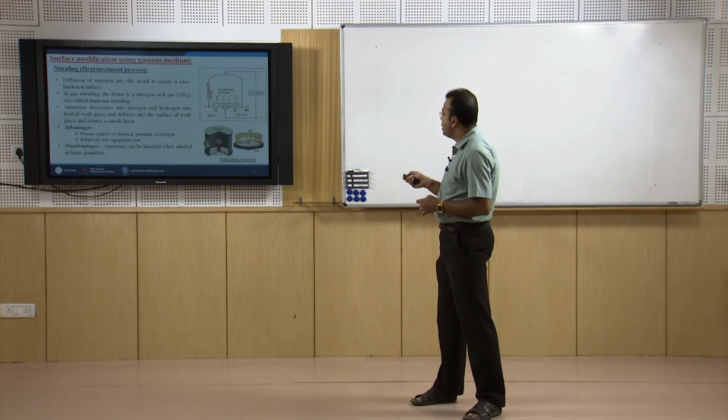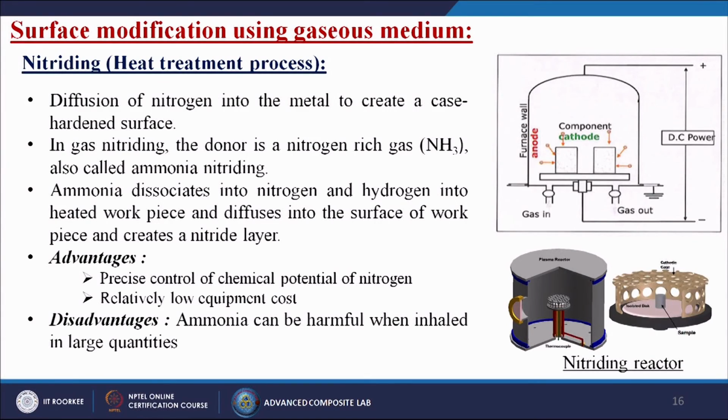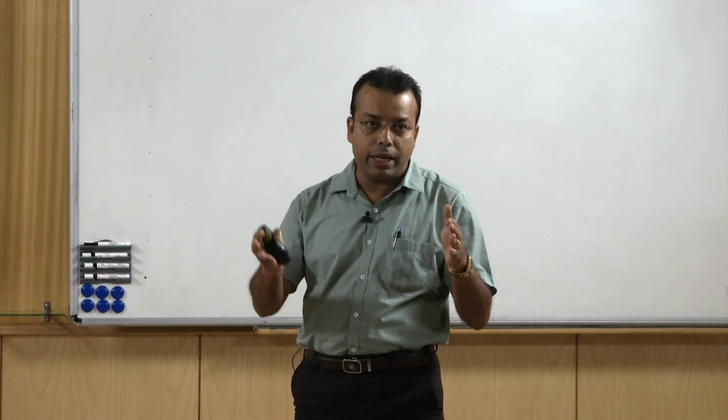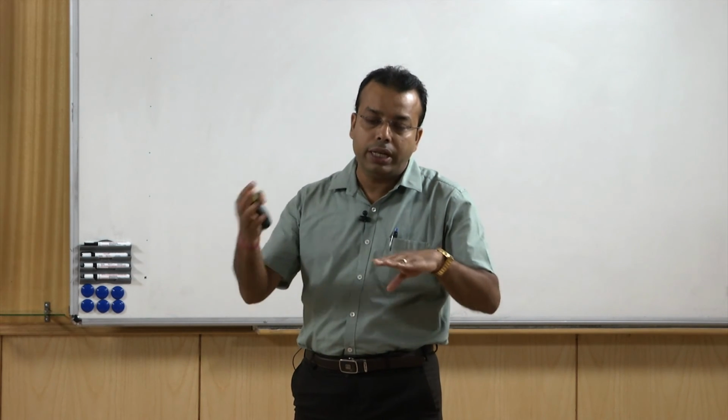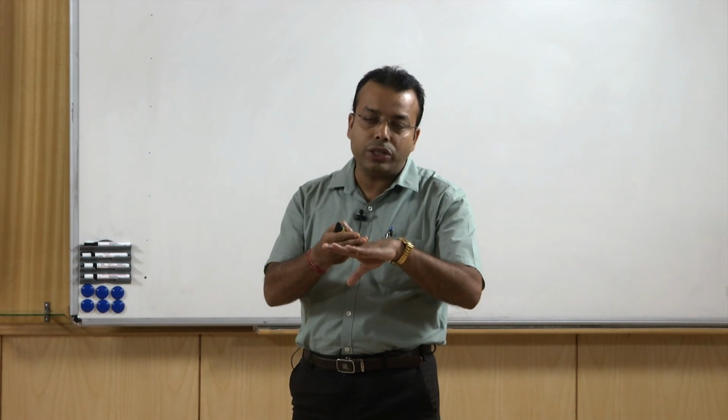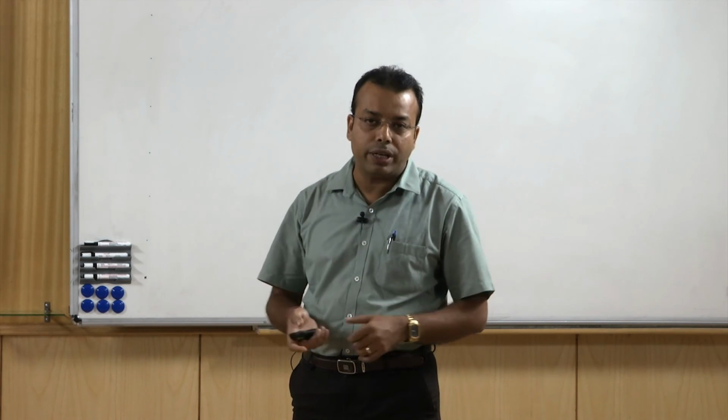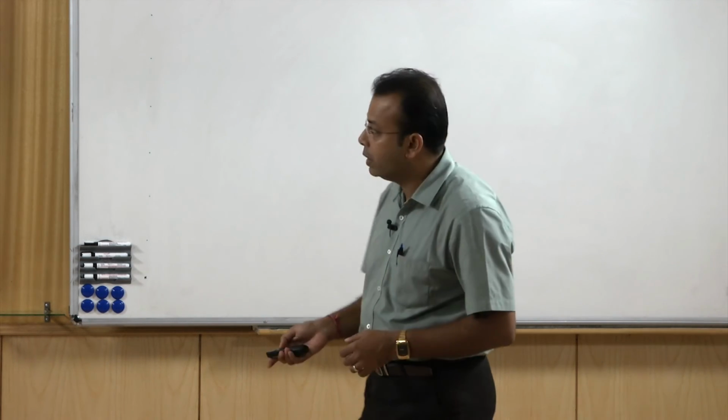Here this is the total schematic diagram, where the gas is going inside and on the other side the gas is coming out. You have two terminals, one called the cathode and the other the anode, and your ammonia is dividing into two parts: one is nitrogen, another one is hydrogen. Hydrogen is coming out and nitrogen is reacting with the surface, forming the nitride layer on top of the surface.